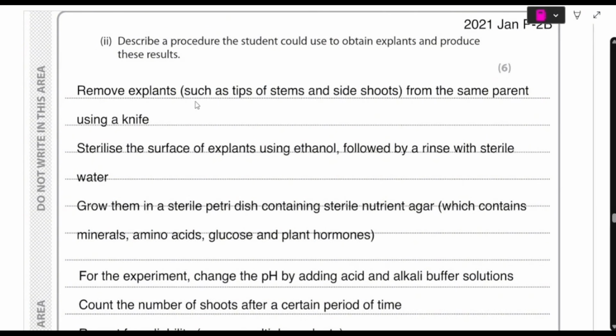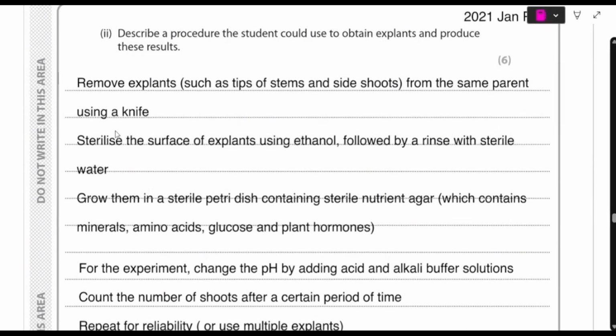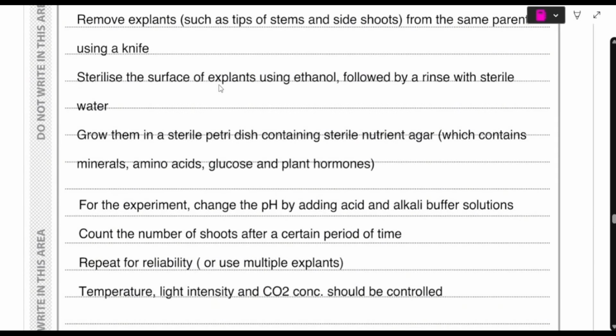We remove explants such as tips of stem and side roots from the same parent using a knife. Sterilize the surface of the explant using ethanol, followed by a rinse with sterile water, to prevent growth of bacteria in the agar nutrient. Then grow them in a sterile petri dish containing sterile nutrient agar, which contains minerals, amino acids, glucose, as I've said. For the experiment, change the pH by adding acid and alkali buffer solutions.